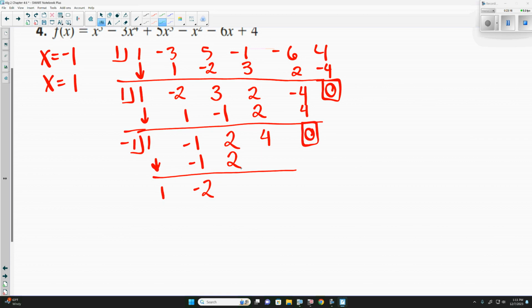Negative times a negative is a positive, so -1 times -2 is 2, and 2 plus 2 is 4. -1 times 4 is -4, and 4 plus -4 is 0.